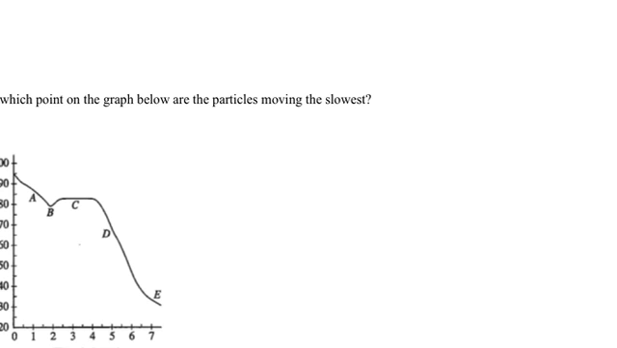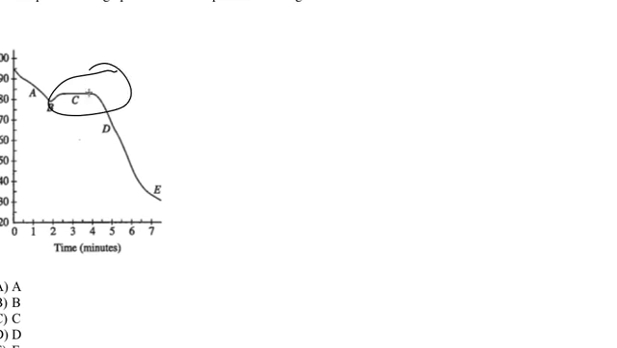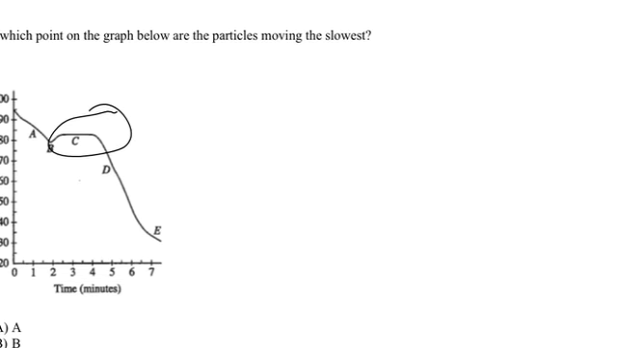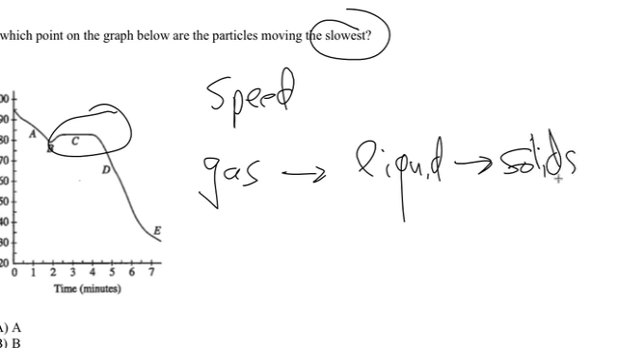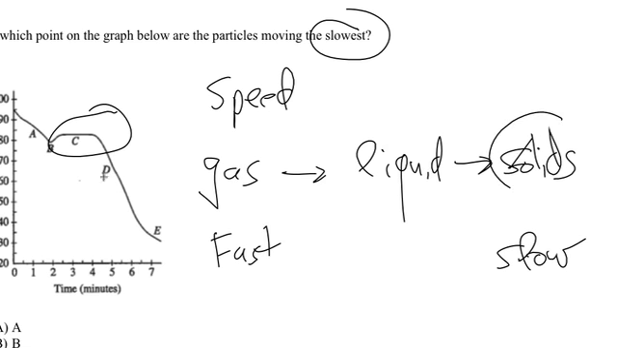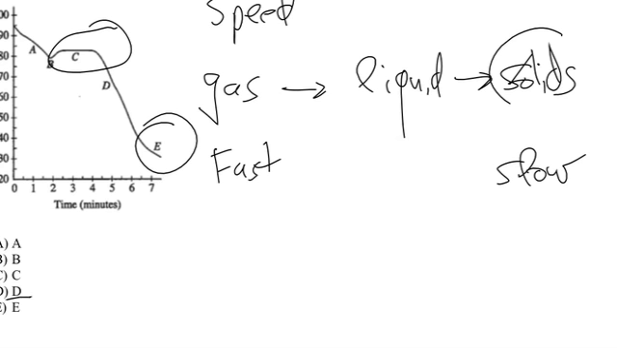Okay, we got another graph. We're looking at the plateaus in this case. It will actually ask us here, where are they moving the slowest? So we know in terms of speed, we have gases, then liquids, and then solids. These move fast, and these move slow. So we're looking for the solid area, so that's going to be wherever we are the lowest on this chart. So E is going to be the answer there. Solids have the lowest temperature.